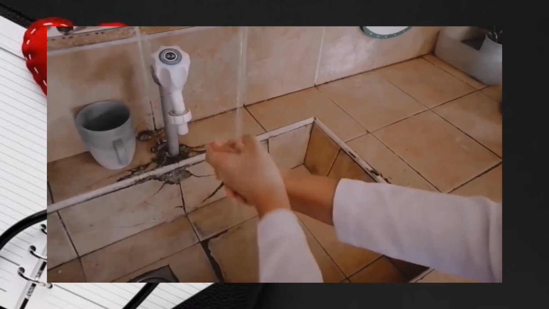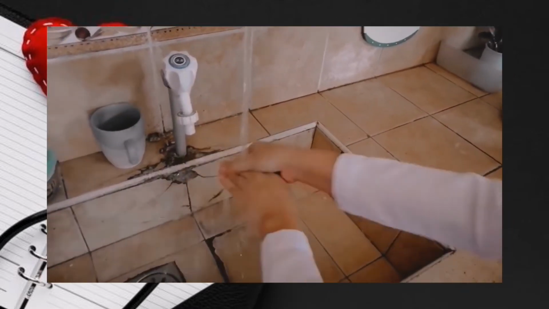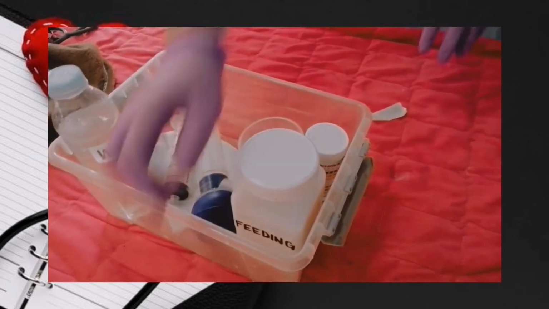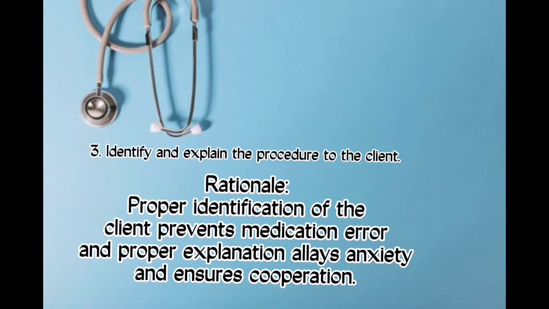The second procedure is wash your hands, then assemble equipments. Hand washing minimizes the spread of microorganisms. The third procedure is to identify and explain the procedure to the client. Proper identification of client prevents medication error, and proper explanation allays anxiety and ensures cooperation.